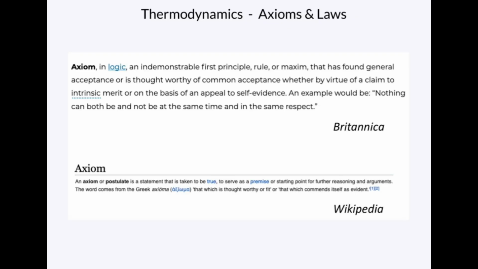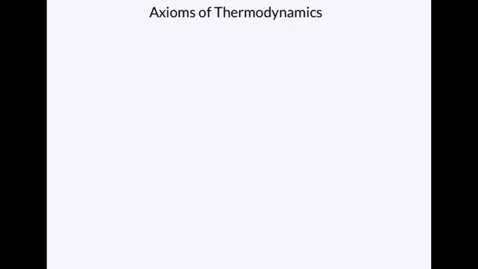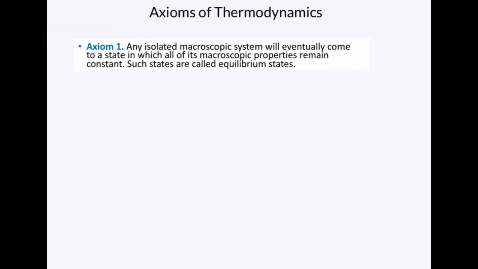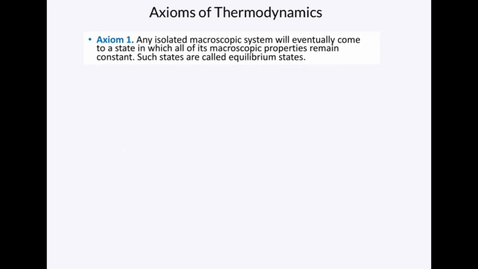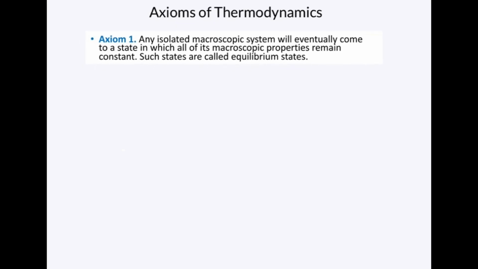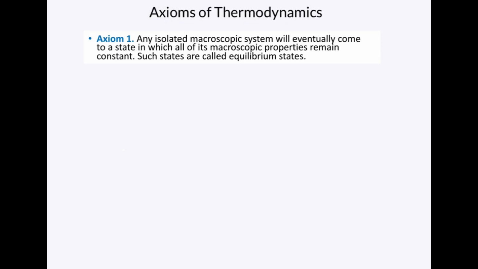Gibbs in total defined 6 axioms on which the theory is based. 3 of those are actually used also in statistical mechanics. Yet the 3 others we can prove to be true starting from the statistical mechanics and microscopic view. Axiom 1 states, any isolated macroscopic system will eventually come to a state in which all of its macroscopic properties remain constant. Such states are called equilibrium states.